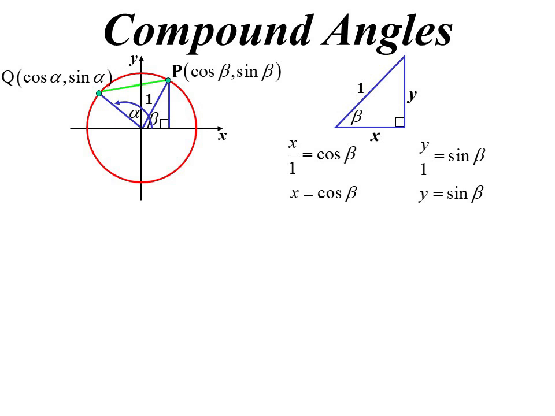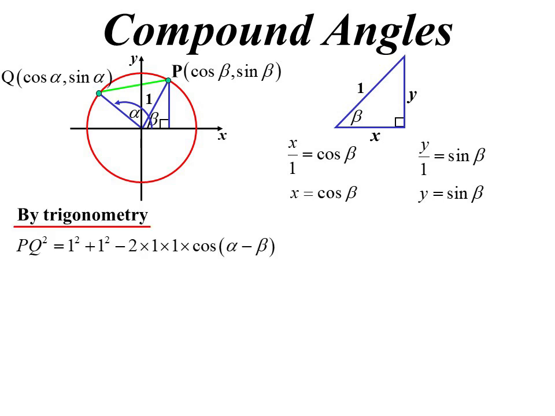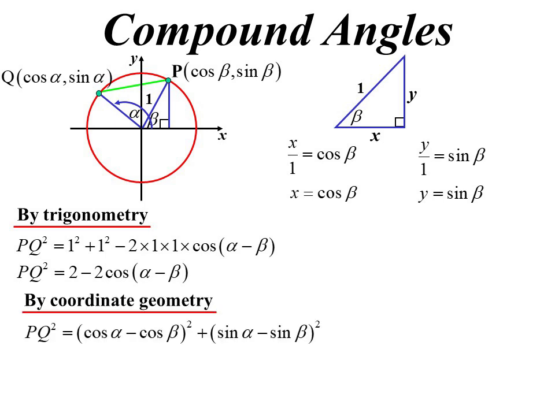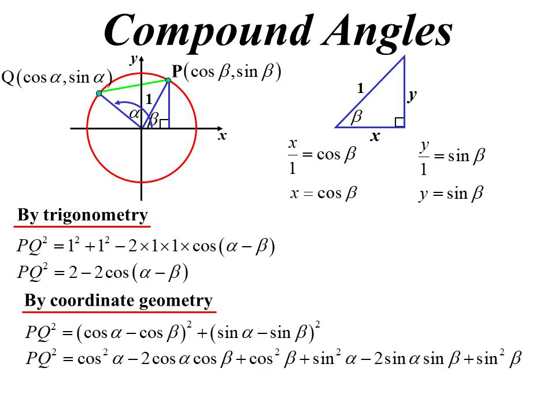Alright, what I'm interested in looking at then is the distance between P and Q. I could do that a couple of ways. I could do it using trig, using our cosine rule, and we get PQ squared is equal to all of that, tidying it up, that's 2 minus 2 cos(alpha minus beta). But I could also do it using coordinate geometry and our distance formula, and play around with that one. You've got a couple of cos squareds and sine squareds there, which we know add together to give 1. And I get this expression.